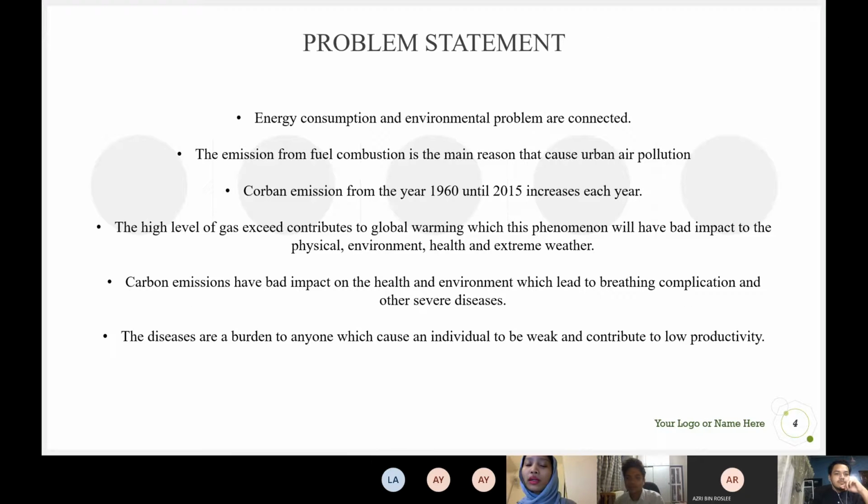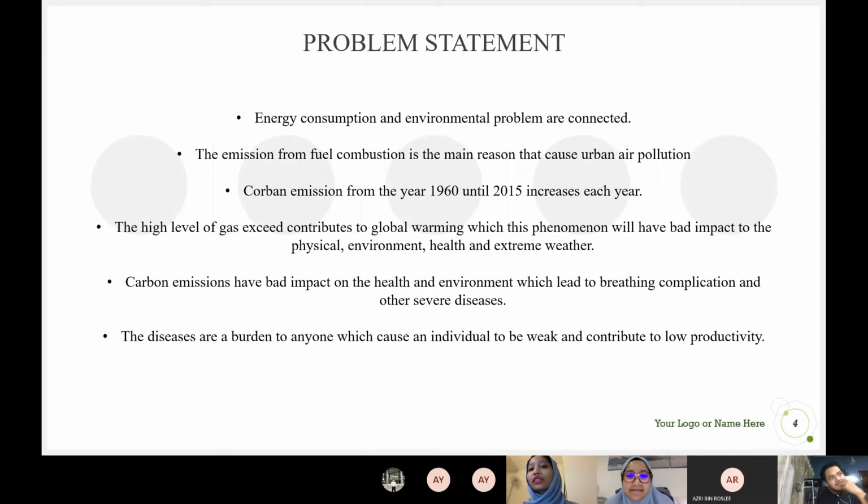As for the problem statement, I'm Camelia. I'll be presenting the problem statement. The problem statement is energy consumption and environmental problems are connected. So the production of energy and consumption cause air pollution, water pollution, and solid waste pollution. And the emission of fuel combustion is the main reason that causes urban air pollution. And generally, energy consumption will increase the environmental problem as well as economic.